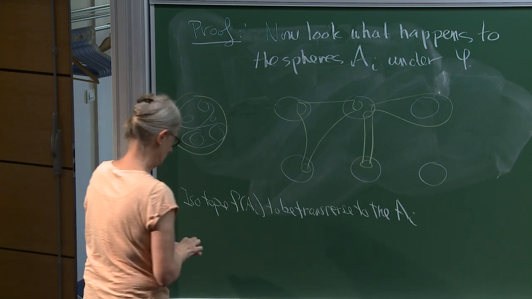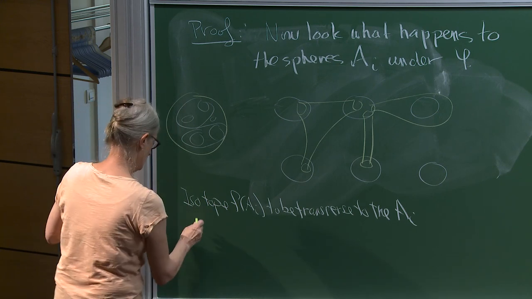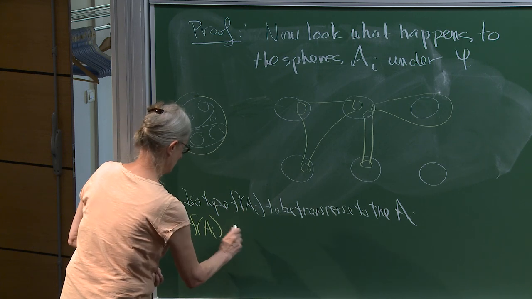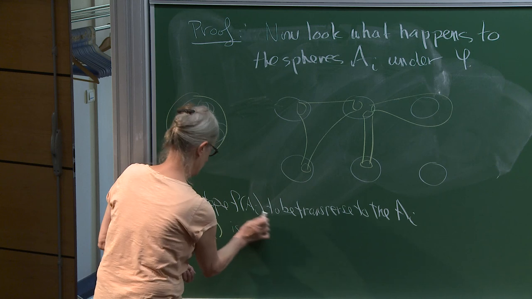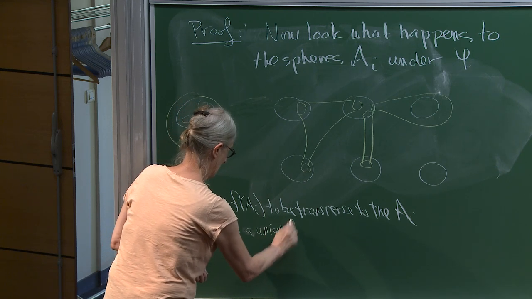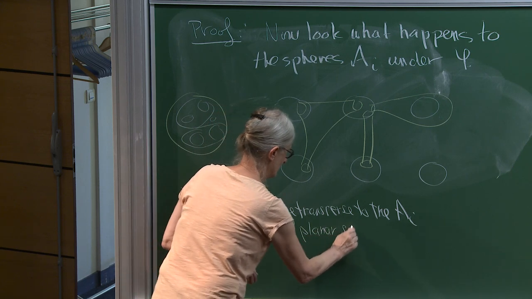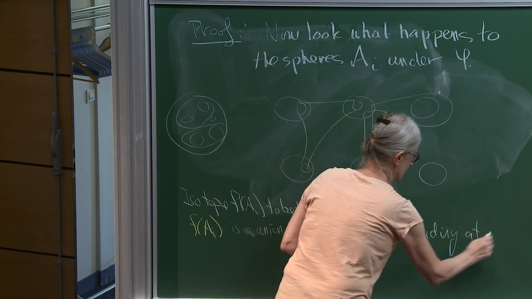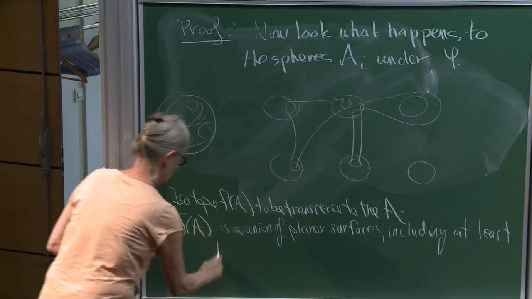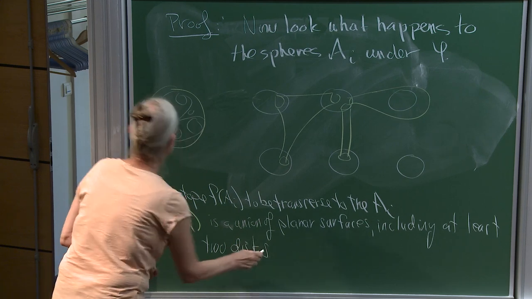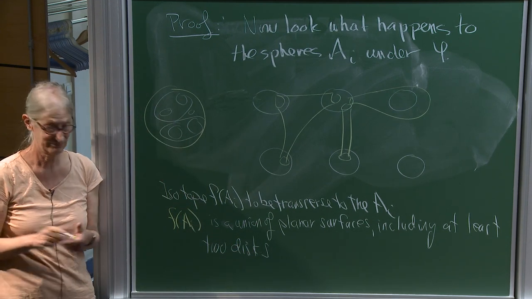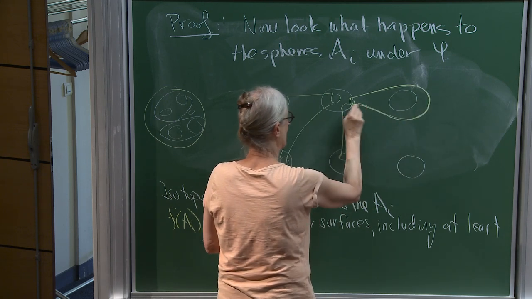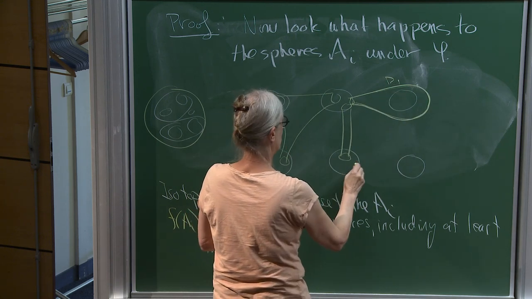So F of AI is a union of planar surfaces, including at least two disks. Take the innermost pieces here, they're disks. Can't put anything inside a disk. So there's at least two disks. Here's one in this picture. And there has to be another one, which I haven't got yet in the picture. Maybe it's here.